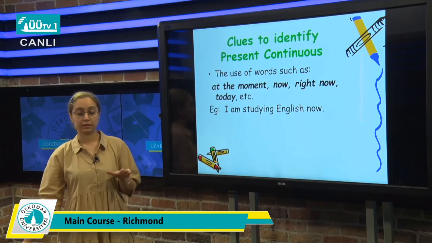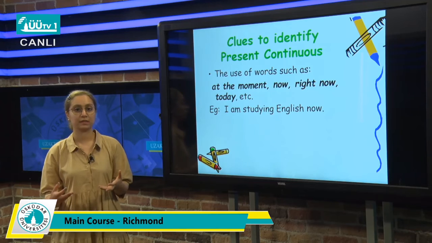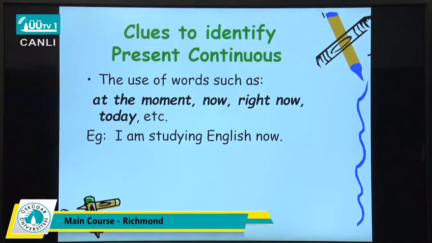Now, let's talk about identifying present continuous. Again, we have some clues, some words, such as at the moment, now, right now, today. For example, I am studying English now. I am teaching English now. You are listening to me right now.